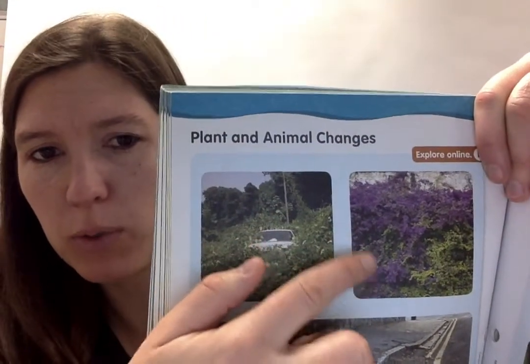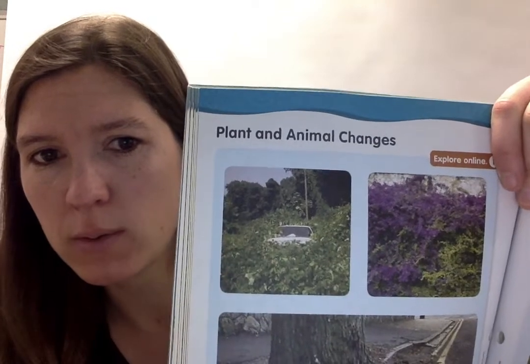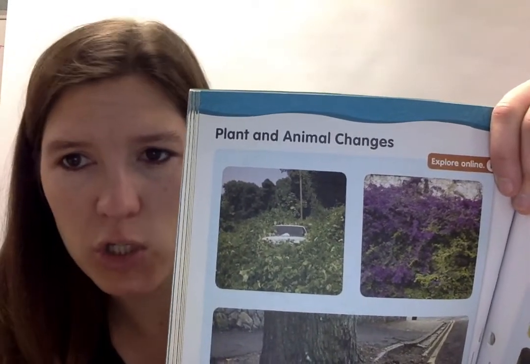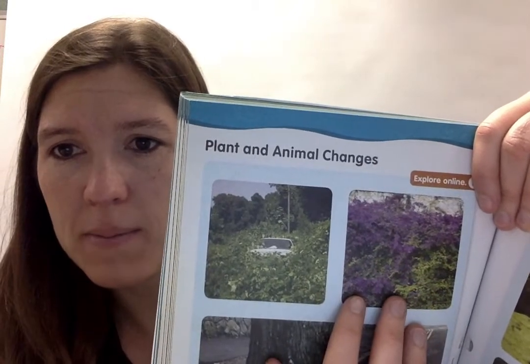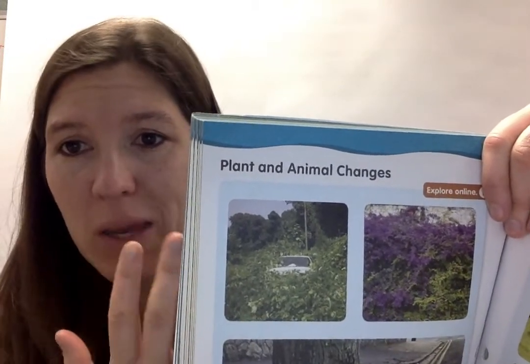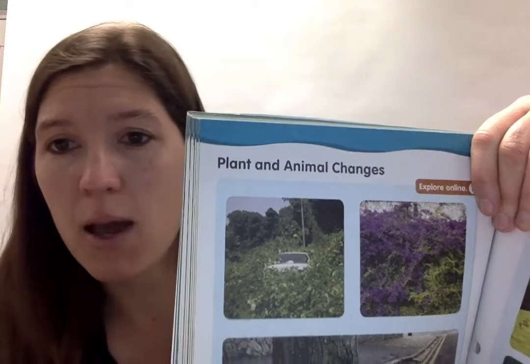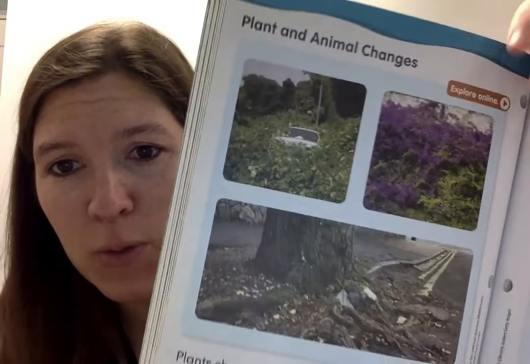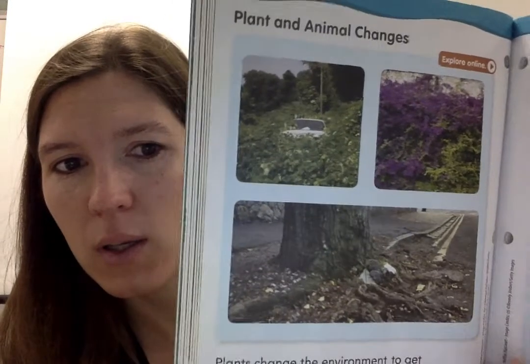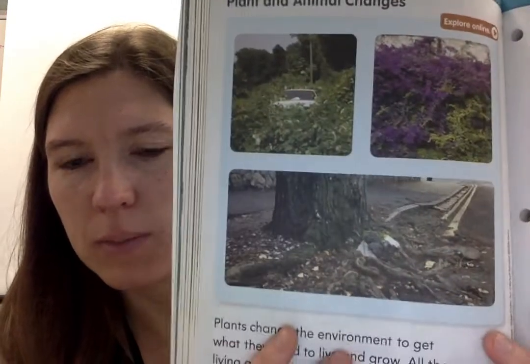Take a look at this purple flowery bush here. How are they changing their environment? There's a wall behind them, and they need space to live. So they are climbing up that wall to find more space to grow. What about this one?